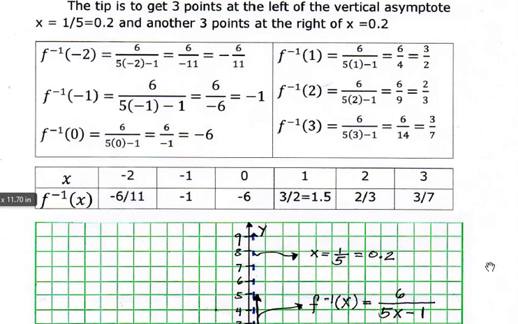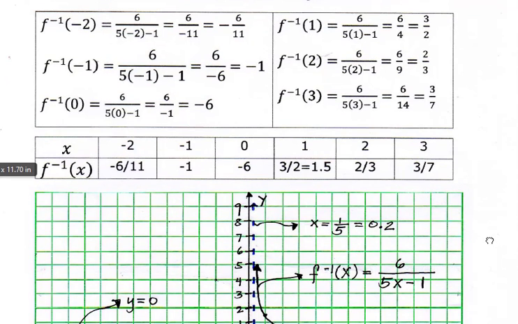Substituting those x values in the given function, we have the table. If x is negative 2, then we have negative 6/11. Negative 1, we have negative 1. 0, negative 6. We have 1, it's 1.5. We have 2, it's 2/3. And we have x equals 3, we have 3/7.